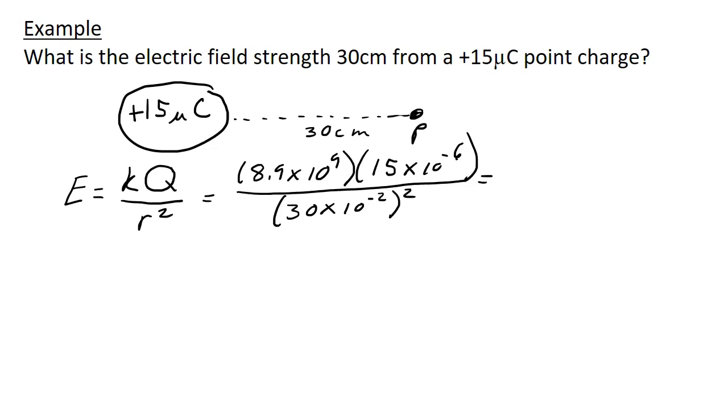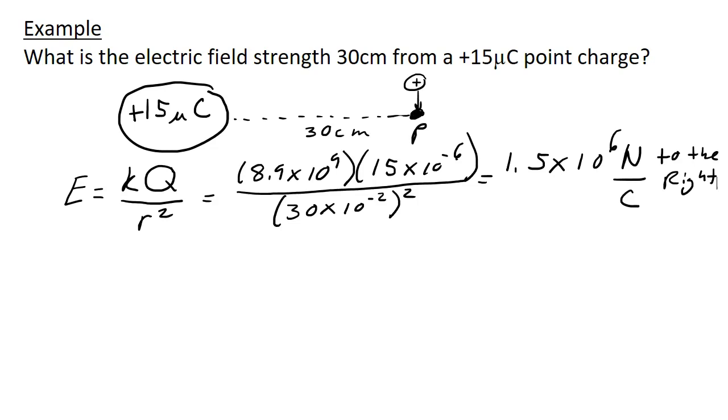So we see that the electric field strength at this point is 1.5 times 10 to the 6th newtons per coulomb. And because electric field strength is a vector, we need to give it a direction also. Remember, we define it using a positive point charge, so if I were to place a positive charge at point P, right here, it would be repelled by the other positive charge. So I'm going to say that it's pushed to the right.